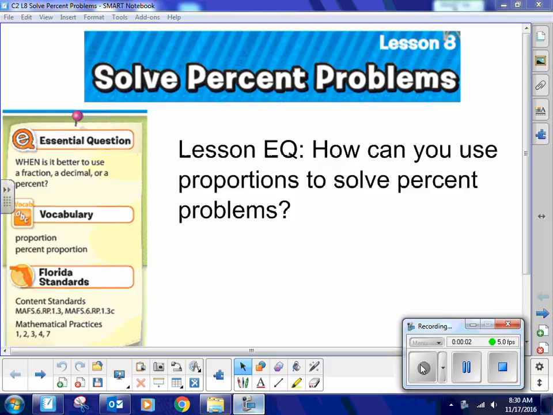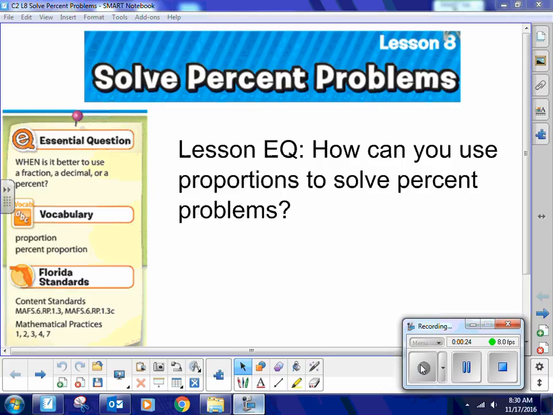Okay, this is Chapter 2, Lesson 8, Solve Percent Problems. The overall chapter essential question is, when is it better to use a fraction, a decimal, or a percent? Now I have been answering that question pretty often, so you should now be able to actually answer that question with some type of certainty.